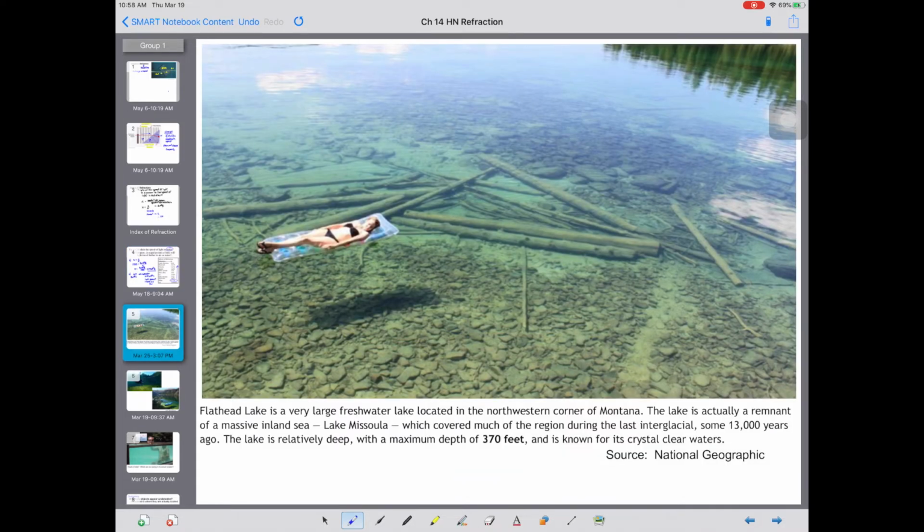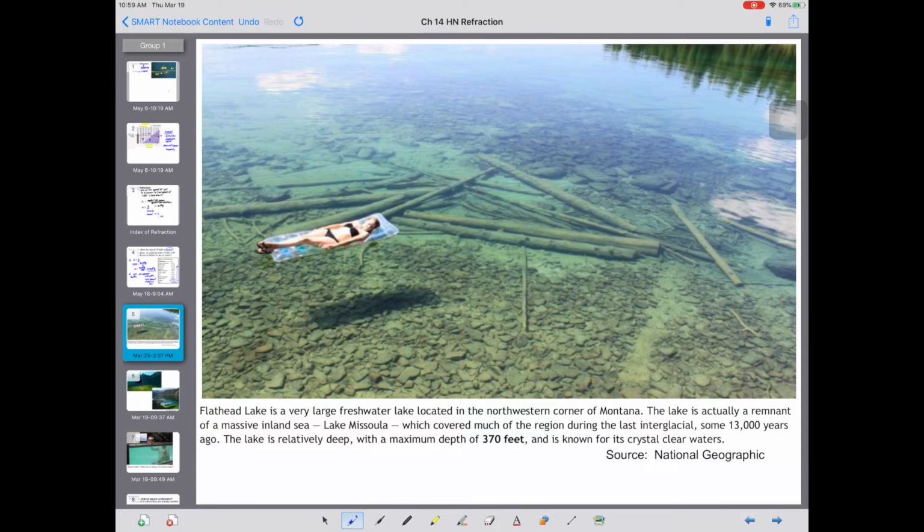This is illustrated in this picture. This is a picture from National Geographic magazine that was published about 7 years ago. A lake called Flathead Lake in Montana, very high up in elevation and very clear water. The lake is actually 370 feet deep. Now, the portion we're looking at is not quite 370 feet deep here, but it is much deeper than it looks to be.